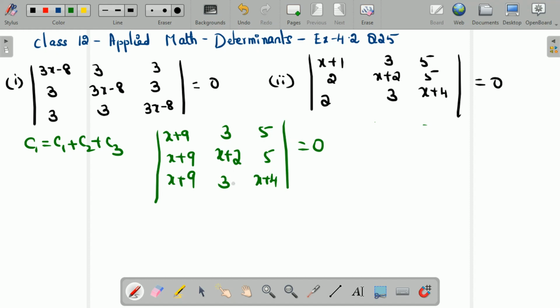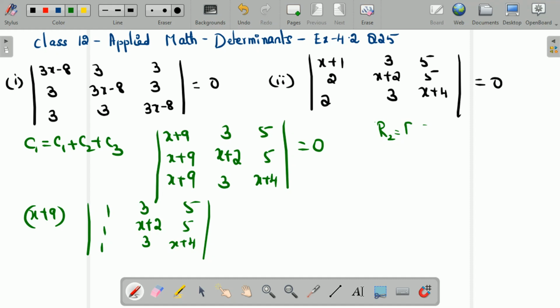Now we are going to do the row-wise transformation after we take the x plus 9 out. So first let's do that. So x plus 9 into determinant's first column will be 1. So the remaining we will copy it as such. So this is x plus 2, 3, 5, 5 and x plus 4. Now let's start with the row transformation. So R2 is equal to R2 minus R1 and simultaneously I'm going to do R3 is equal to R3 minus R1.